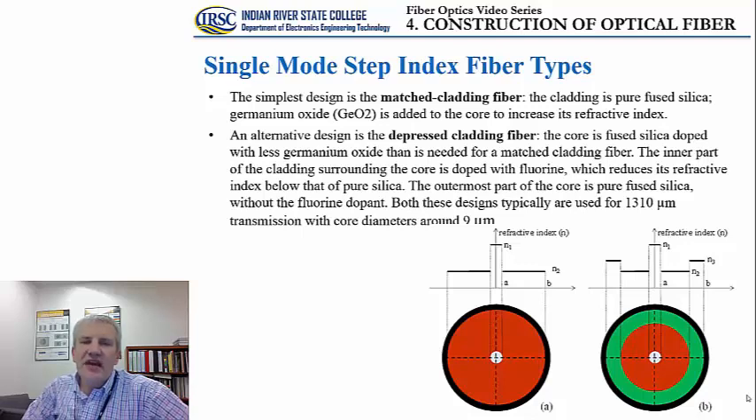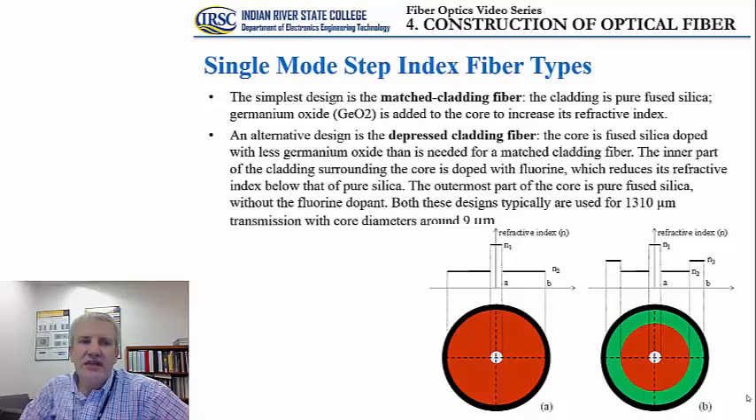In the case of single mode step index fibers, the simplest design that's being used is the so-called matched cladding fiber. Here we are using pure fused silica for the cladding, and for the core we also use pure fused silica that has, however, been doped with germanium oxide, which is going to change its properties in the sense that the index of refraction is going to be increased. So the index of refraction of the core is going to be higher because we doped the pure fused silica with germanium oxide.